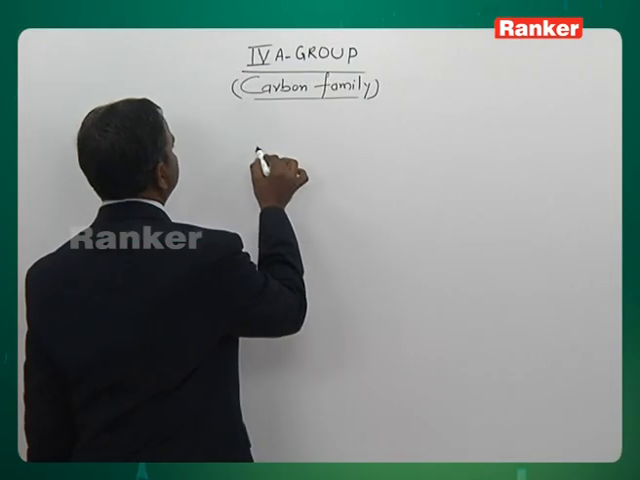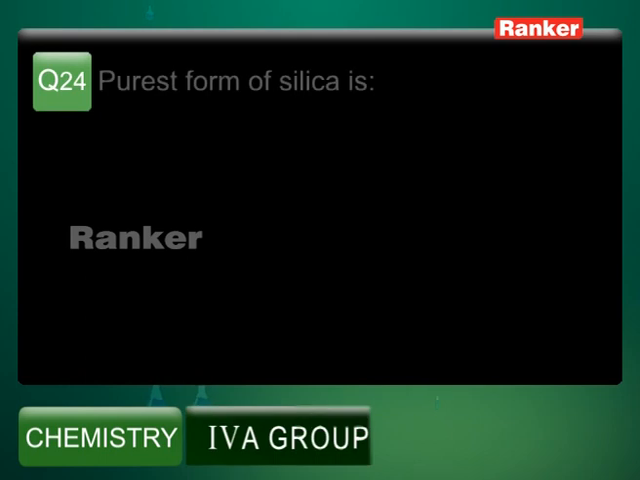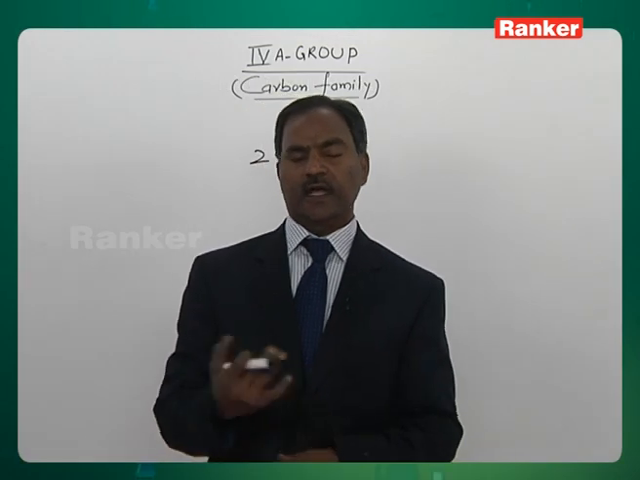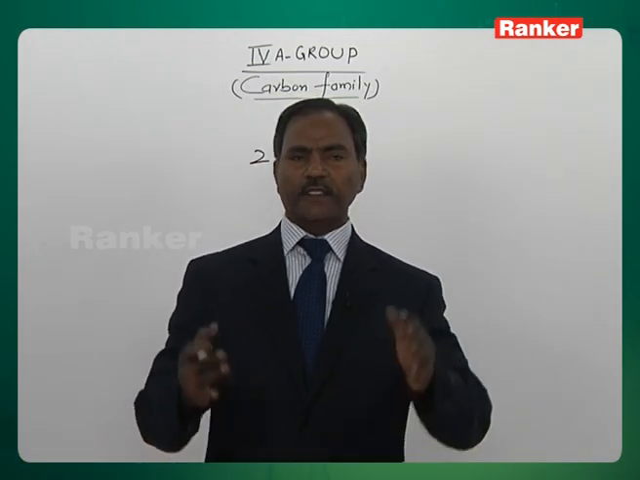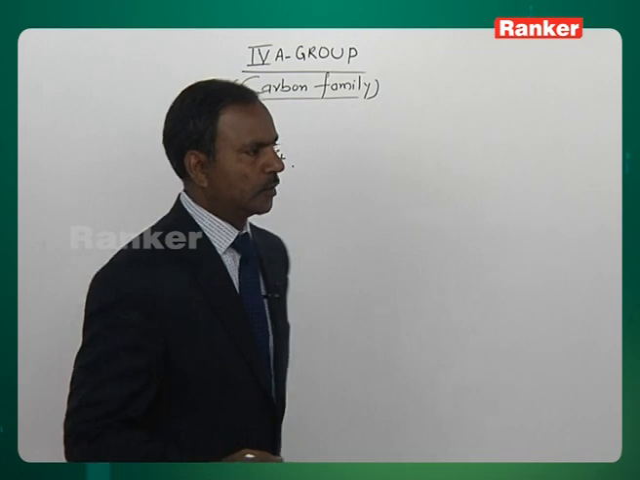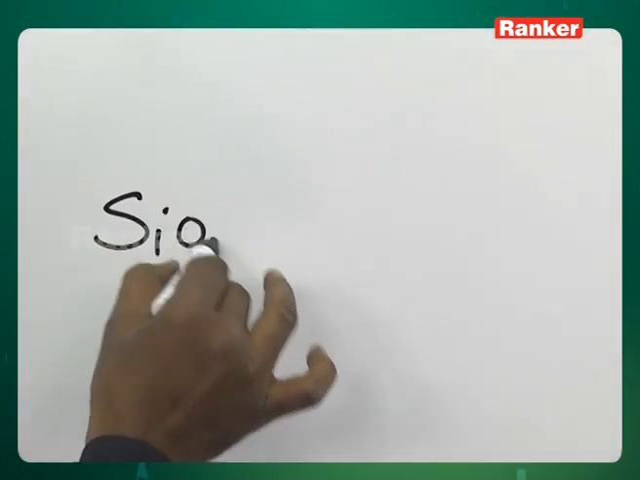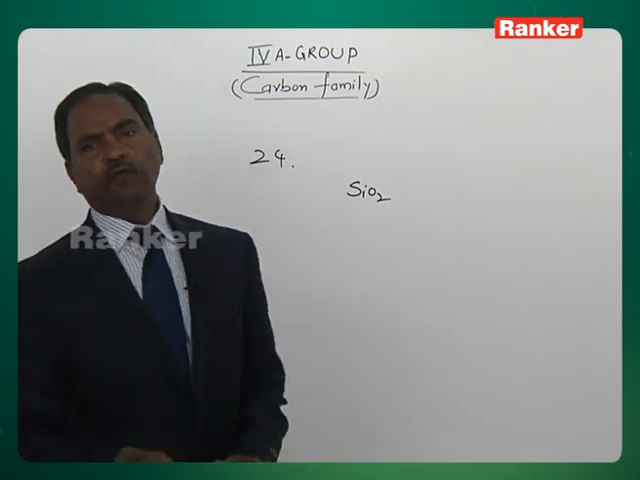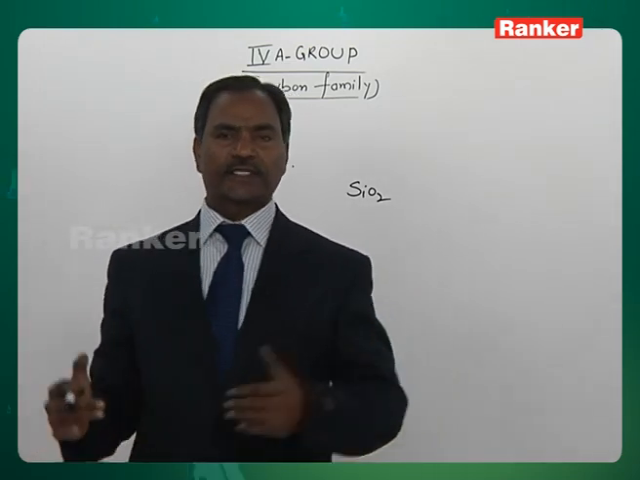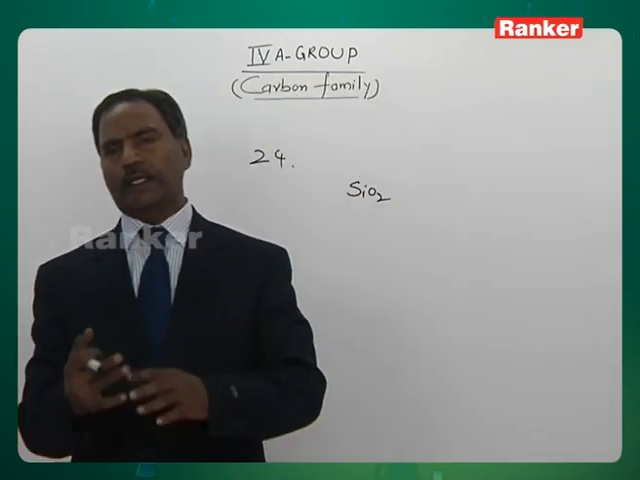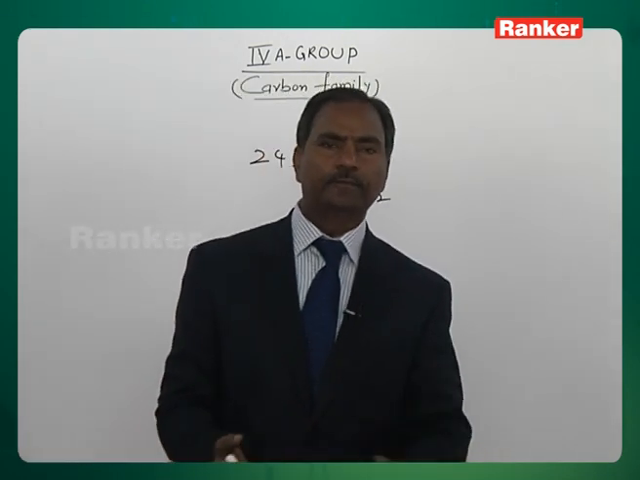Question number 24. Purest form of silica is, see the first one, quartz, flint, sandstone, kieselguhr. These are the answers. You see, quartz carries only SiO2. This is actually the purest form we can consider. Coming to flint, flint is actually flint glass. It is not simply silica, so it carries many impurities along with silica.